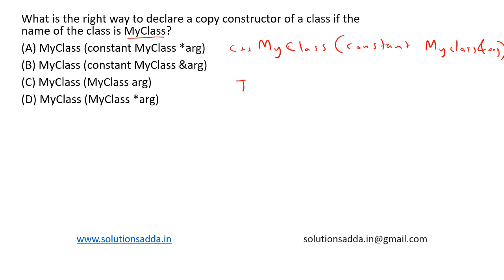In Java, we can declare the copy constructor as my class followed by arguments. So there can be multiple correct answers. Option B is correct with respect to C++ and option C is correct with respect to Java. So there can be multiple right answers to such a question.